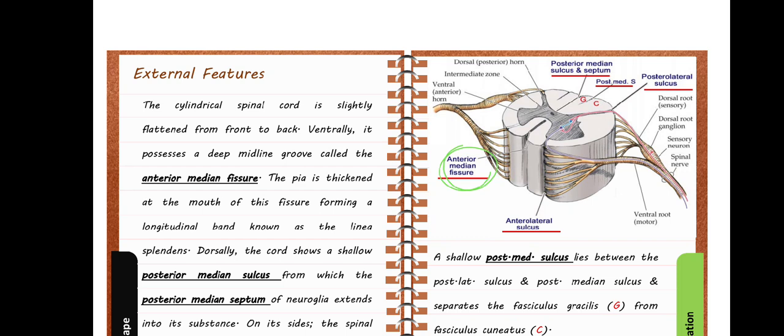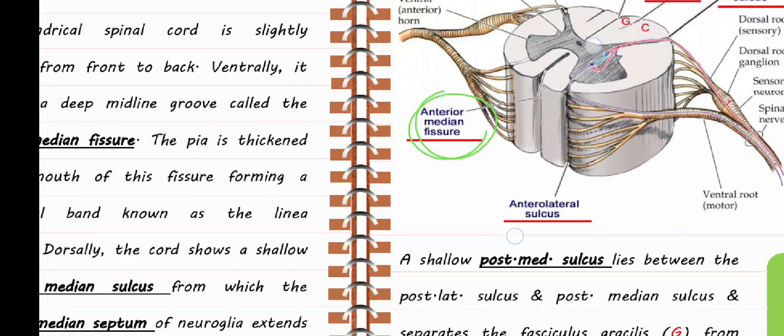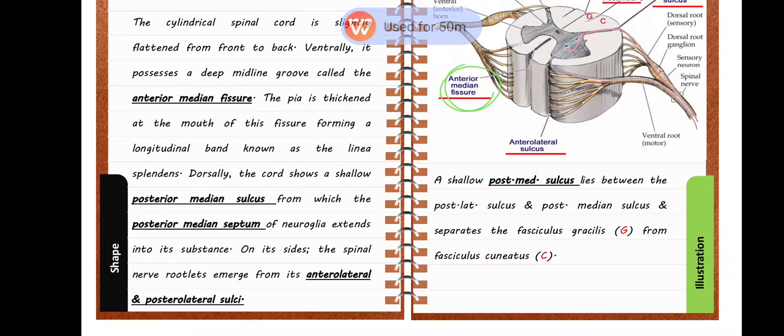Now, the pia is thickened at the mouth of this fissure, forming a longitudinal band known as the linea splendens. The pia encloses the spinal cord intimately. Around this groove region, there's a thickening of pia mater, and that thickening forms a longitudinal band known as the linea splendens.